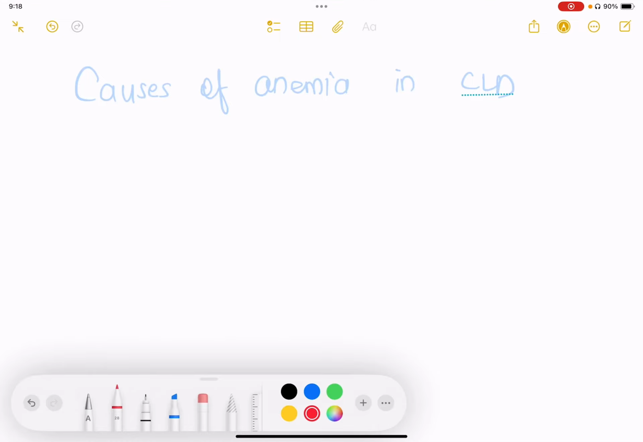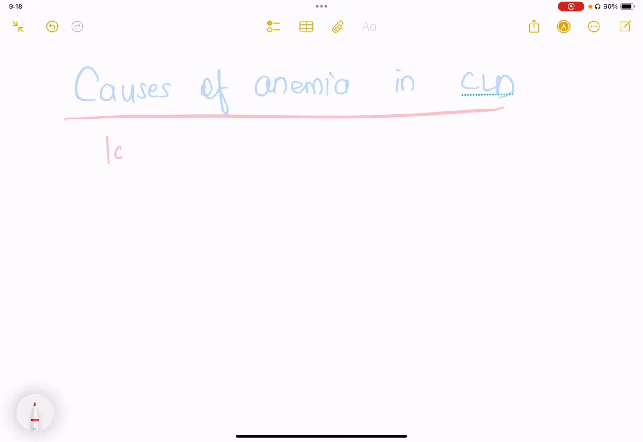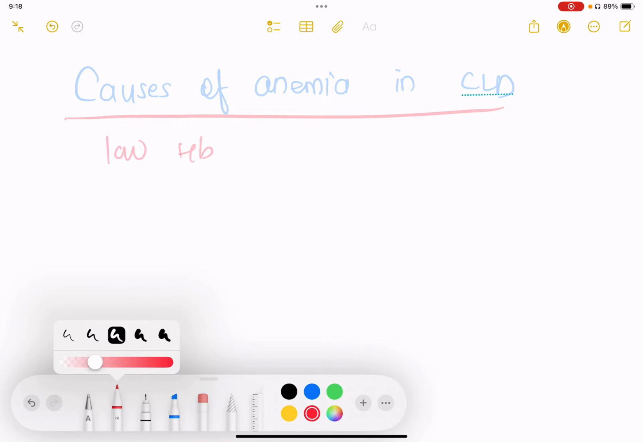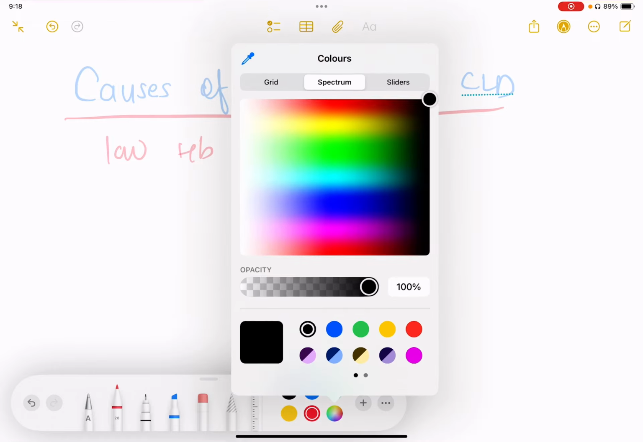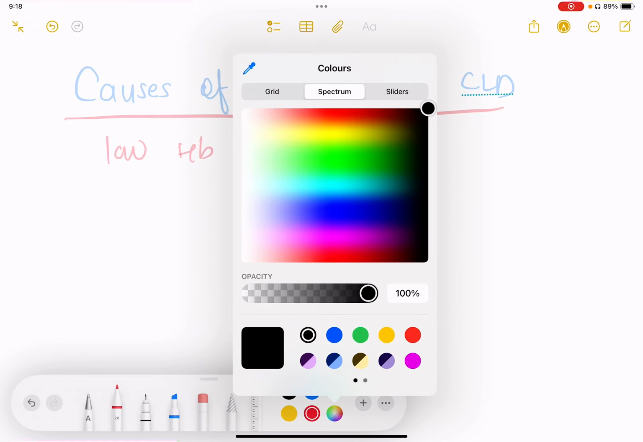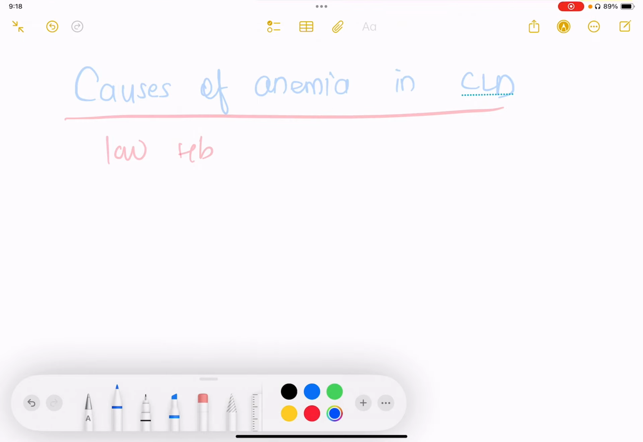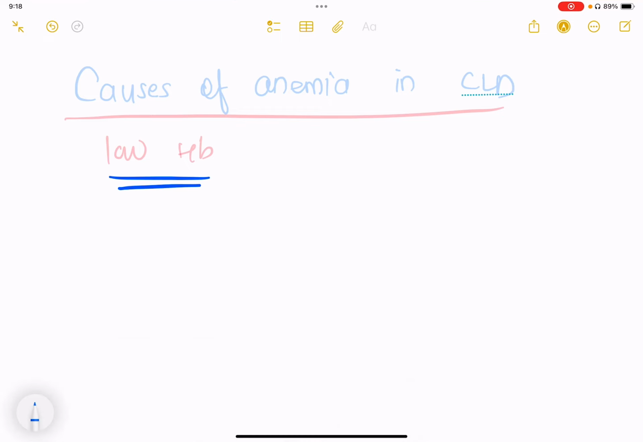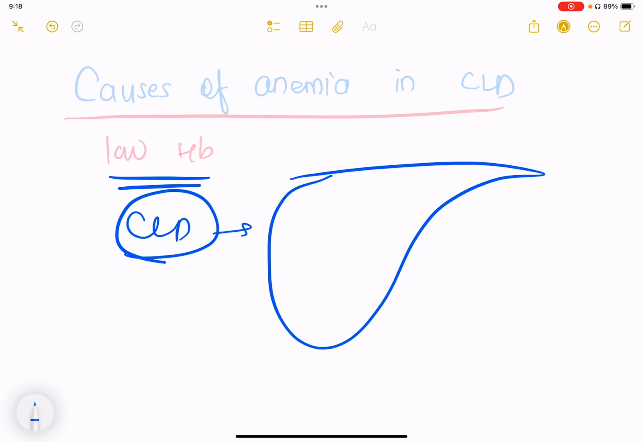Today we'll see the causes of anemia or low hemoglobin in chronic liver disease. Now, we know that whenever we see chronic liver disease, we must understand that chronic liver disease can be diagnosed on the basis of USG. Normally the margins of the liver are pretty smooth.